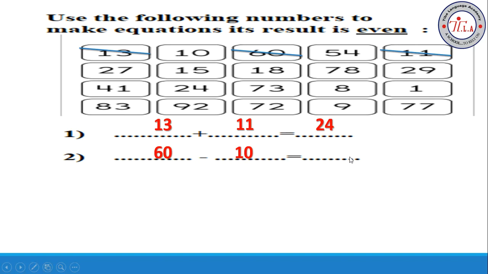Okay, to give us even number. 60 minus 10 equal what? 60 minus 10, 0 minus 0 equals 0, 6 minus 1 equal 5. So the result is 50. And 50 is an even number. Look at the number at one's place, which is 0, and we know that 0 is even number.